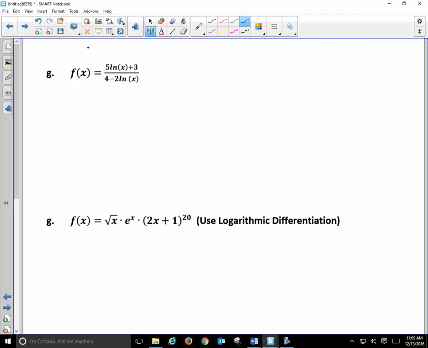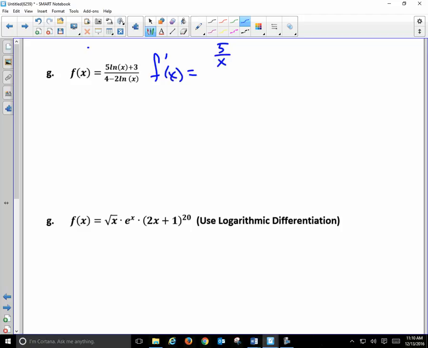All right, let's try letter G. What rule do I use here? Quotient. F prime of x is the derivative of the top. Derivative of 5 natural log of x is just 5 over x, folks. The derivative of natural log of x is 1 over x.